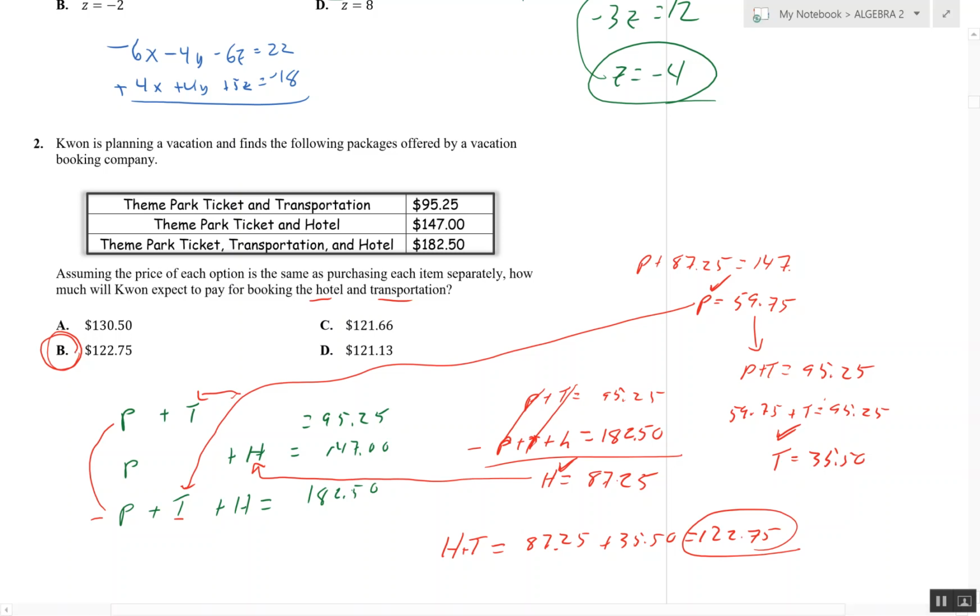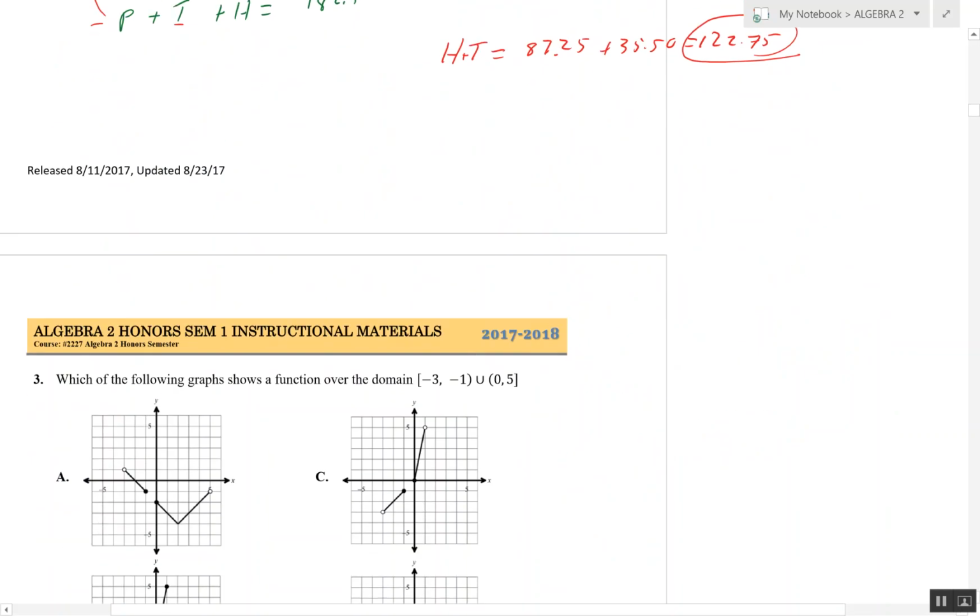All right, so let's move on from here. Again, those are all the system questions, so nothing too crazy from that point. The rest of them are all actually pretty easy from here. All right, so here we go. Moving on, question number 3 and question number 4.